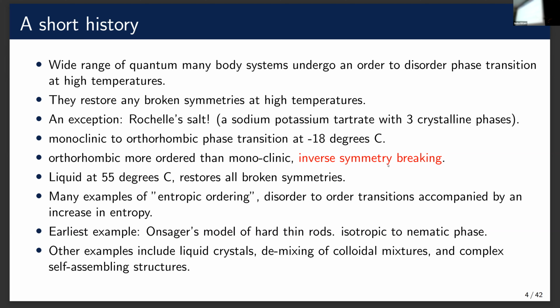There are many such examples that appear in chemistry. For example, in the case of liquid crystals, various colloids, and even in the case of DNA, which is an example of a complex self-assembling structure. So all these examples do exist, but one of the things that is very common to most of them is that if you go to very high temperatures, all symmetries should be restored.